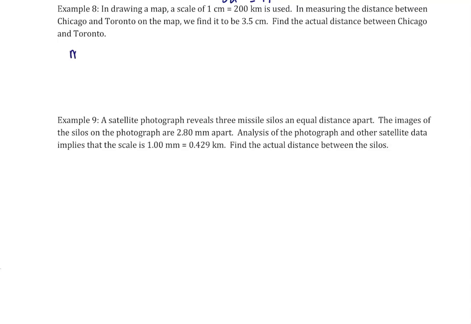So you would want to be consistent. And so I'm just going to remind myself I want to use the map to the real. So here, 1 centimeter equals 200 kilometers. And I'm going to leave off the units. It just makes things a little bit easier when I'm trying to solve.